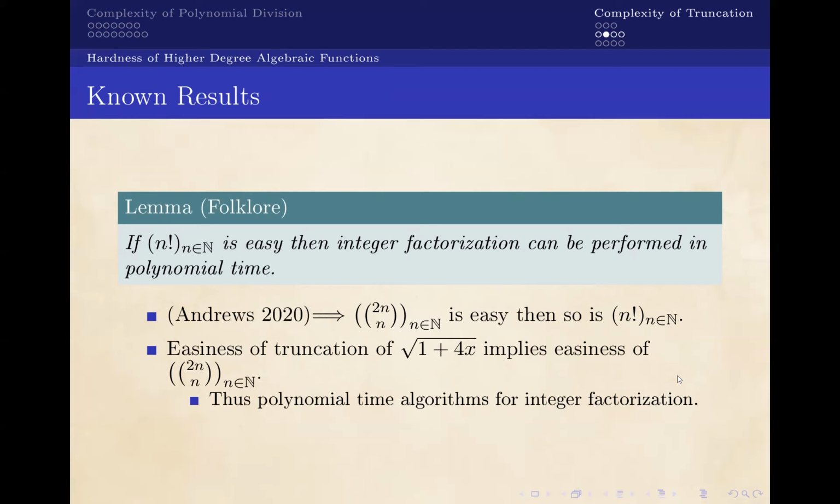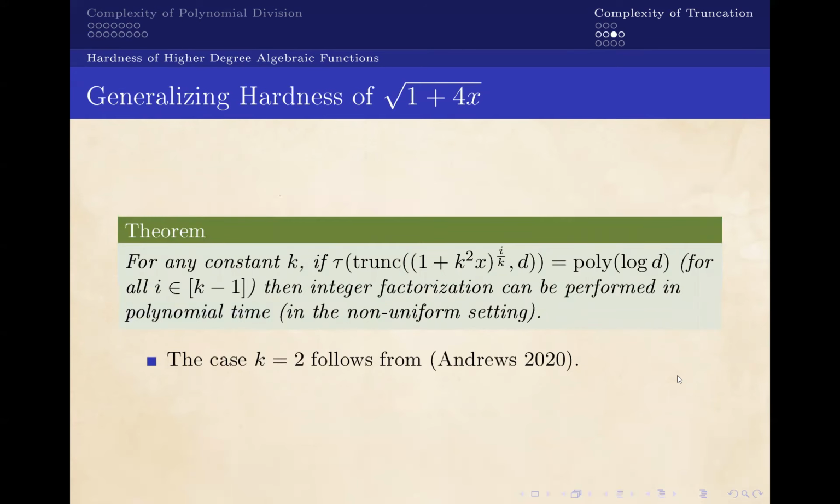Right? So we can ask, are there algebraic functions whose minimal polynomial has higher degree and they are also hard, as in the case of square root of 1 plus 4x? This is the next part of the paper, where we show that there are somehow hard algebraic functions. By hard, I mean whose truncation is hard to compute for every degree, assuming that integer factorization is hard, right? So the precise statement is this: fix any constant k.